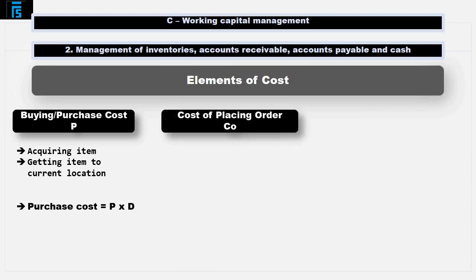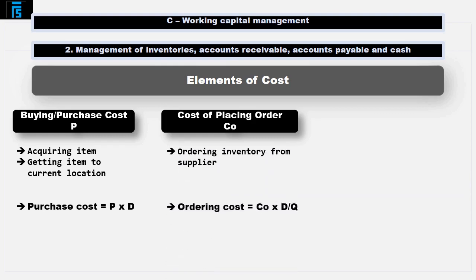The cost of placing an order, CO, which includes all of the costs incurred in ordering inventory from a supplier. Though not exhaustive, these will include stationery, computer processing costs, postage costs, etc. The total annual ordering costs will be CO multiplied by the number of orders placed. The number of orders placed will be D divided by Q, where Q is the quantity ordered each time.